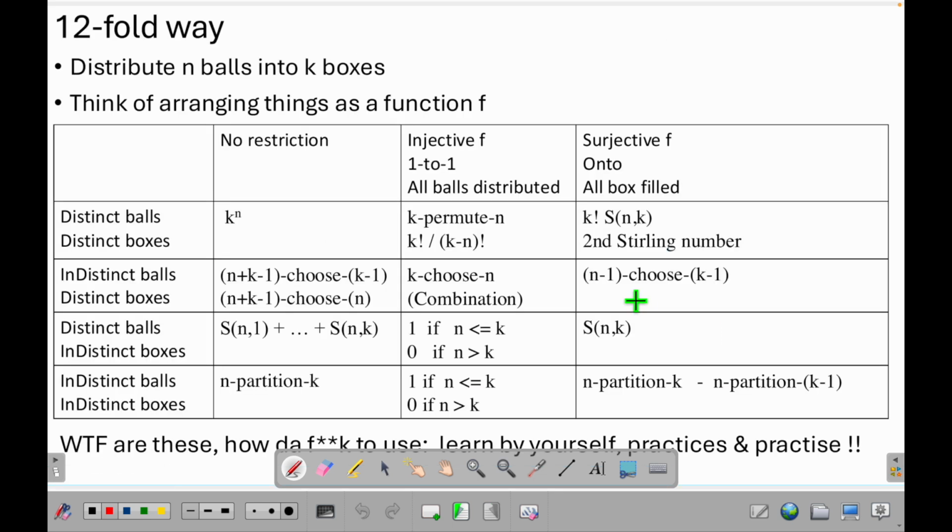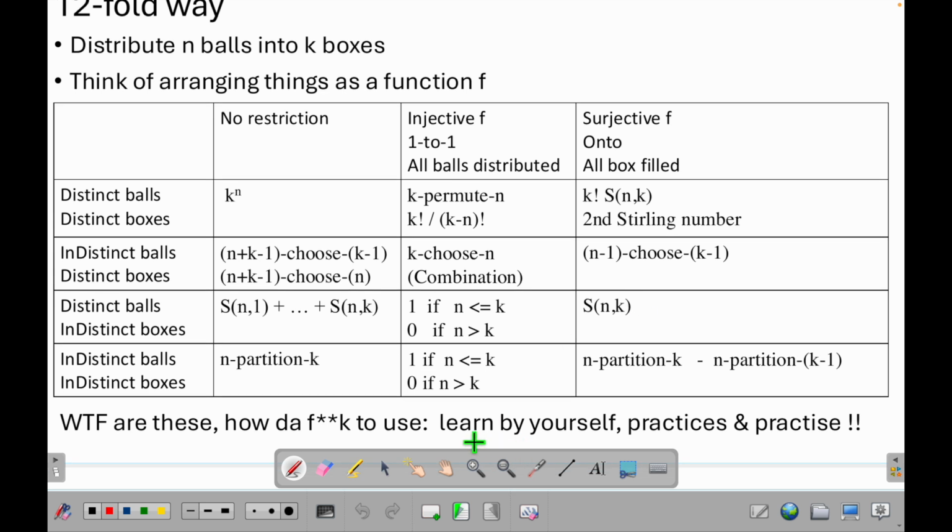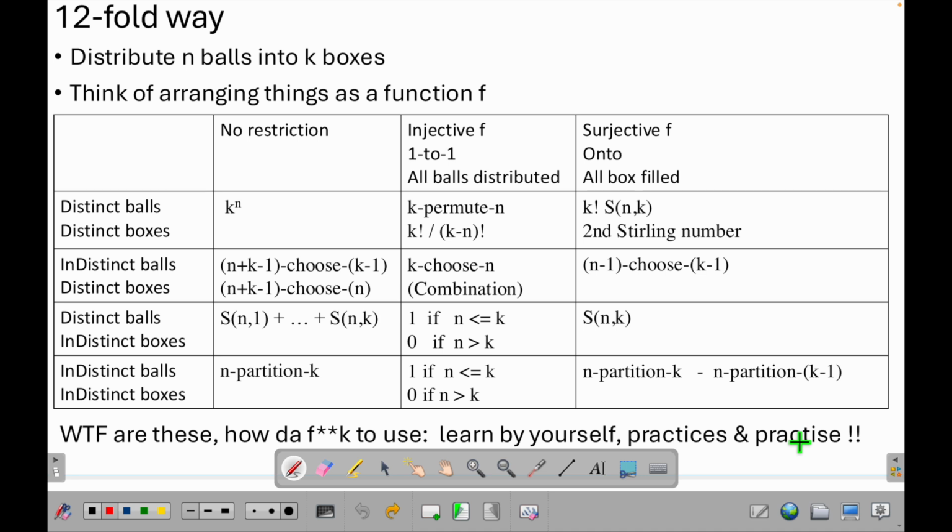And lastly, this is the big boss. For enumerative combinatorics, you need to be very good at this table. And if you are not good at this table, then practice, and practice. So what the heck is this? This is basically almost everything you can think of for combination and permutation. So this is called the 12-fold way. What the heck is this? You have 12 possible cases.